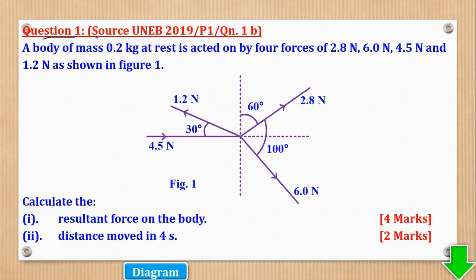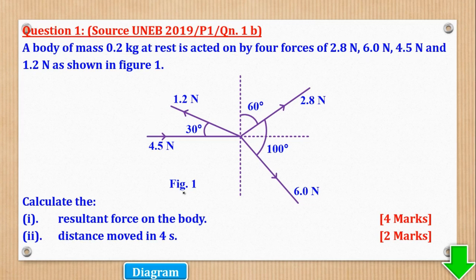So I shall say question 1 will come from 2019, paper 1, question 1b, and it says a body of mass 0.2 kilograms at rest is acted on by 4 forces of 2.8 Newton, 6.0 Newton, 4.5 Newton, and 1.2 Newton as shown in the figure. Calculate (i) the resultant force on the body, and (ii) the distance moved in 4 seconds.